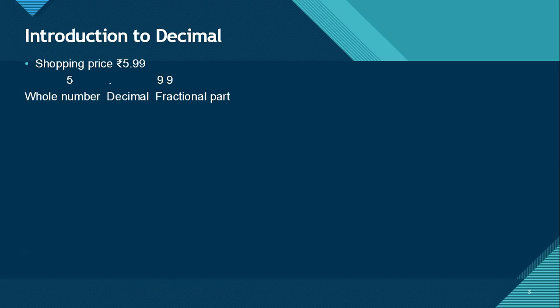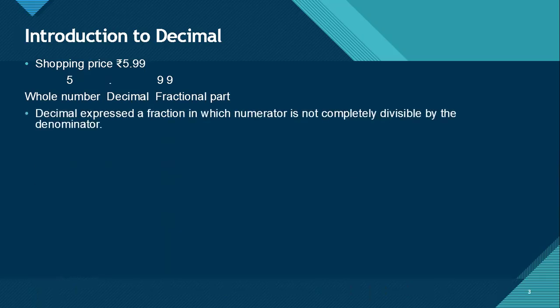These are called decimal fractions. Why are we talking about decimal fractions? Because in class 4 we will study fractions of 10, 100 and 1000 only. So that's why I'm calling them decimal fractions. Now, what is a decimal? A decimal is expressed as a fraction in which the numerator is not completely divisible by the denominator.